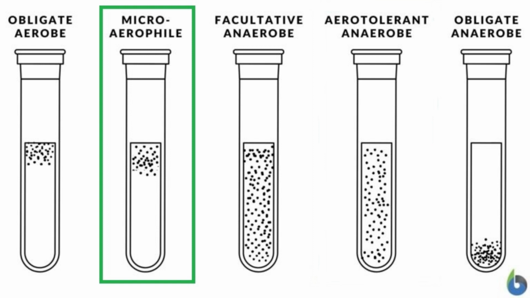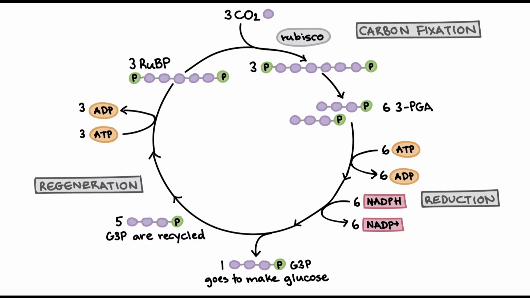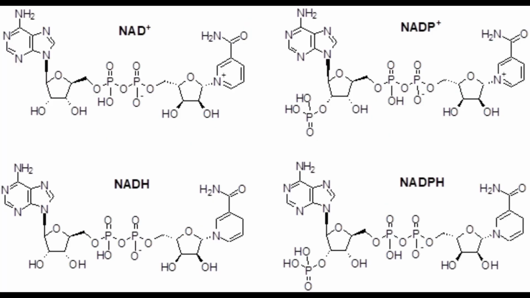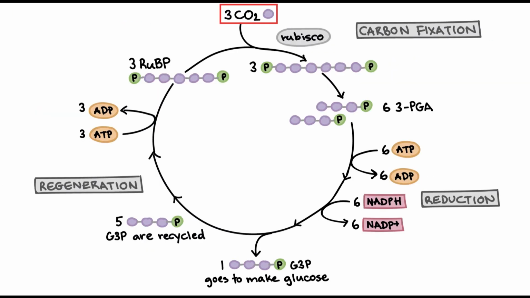To assimilate carbon dioxide, most aerobic hydrogenotrophs use the Calvin cycle. Here, a hydrogen is oxidized and the electrons are used to reduce NADP to NADPH. NADPH is an NADH with an extra phosphate group. In the cytoplasm, 3 carbon dioxide molecules are reacted with 3 5-carbon ribulose 1,5-bisphosphates, or RuBP, to form 3 short-lived 6-carbon intermediates, which quickly break down into 6 3-carbon 3-phosphoglyceric acid molecules.